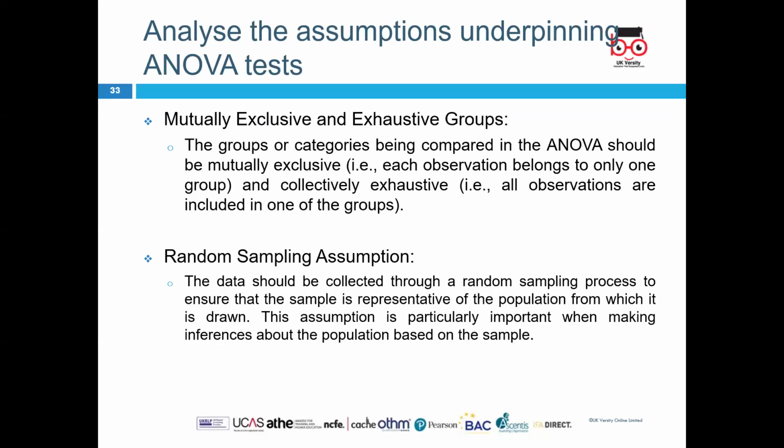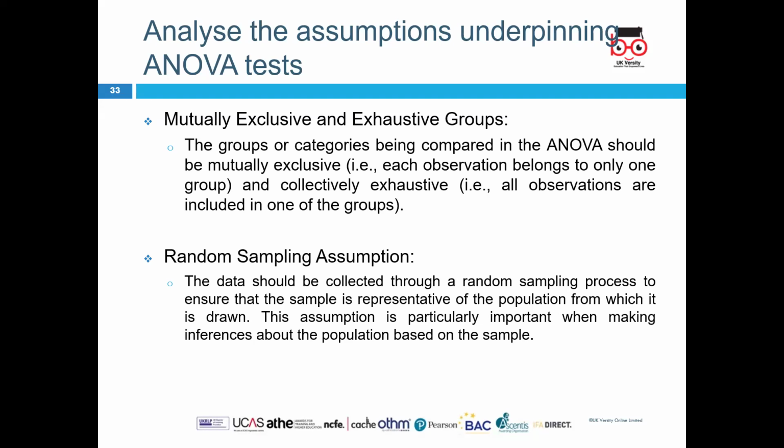Then mutually exclusive and exhaustive groups. The groups or categories being compared in the ANOVA should be mutually exclusive, that is each observation belongs to only one group, and collectively exhaustive, which means all observations are included in one of the groups. Then we have the random sampling assumption.